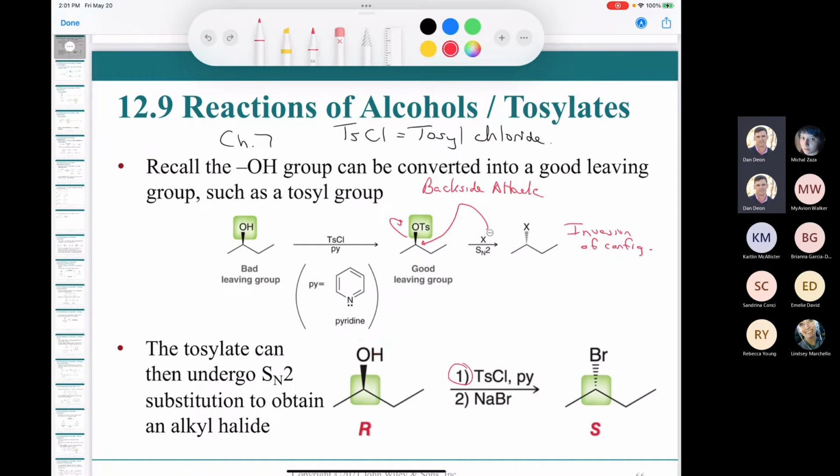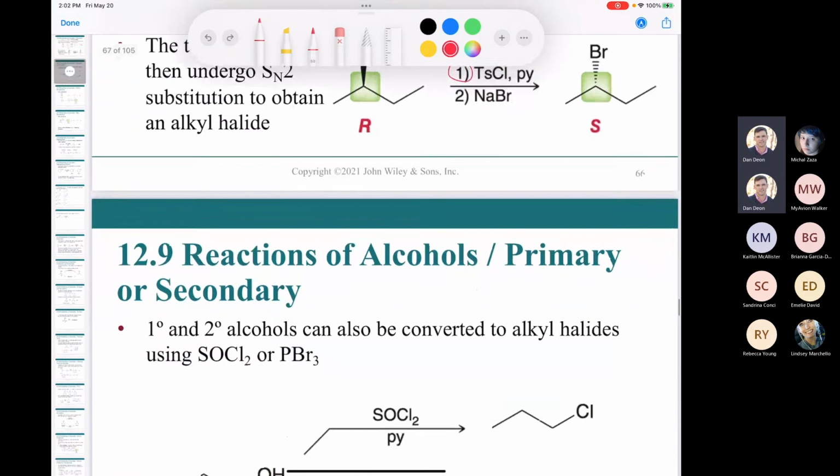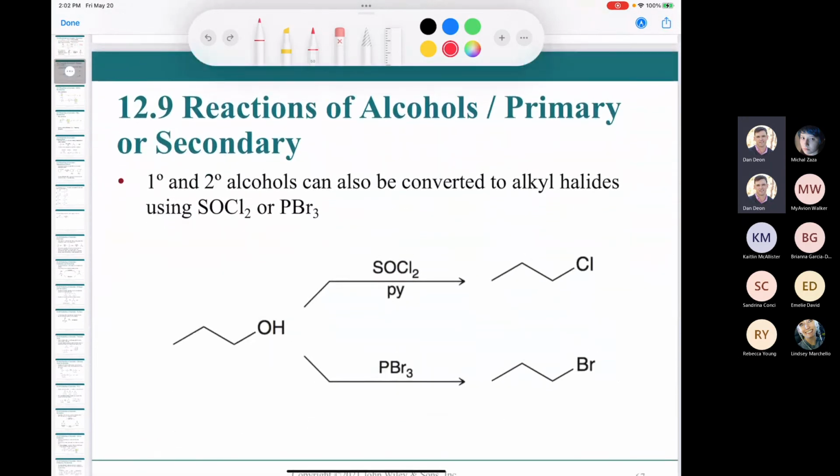But then the bromide from sodium bromide comes in and it attacks from the backside. And we end up with S 2-bromopropane. Again, inversion of configuration with this reaction. The next slide shows a couple of new ways to take primary and secondary alcohols and convert them into alkyl halides or alkyl bromides. Again, you have to know that these reagents are used with primary and secondary alcohols. These reagents are SOCl2.